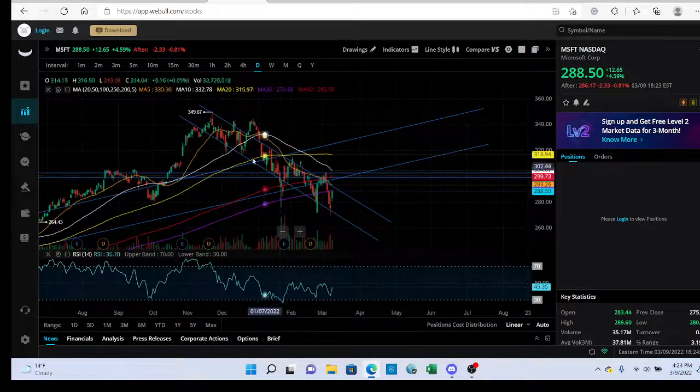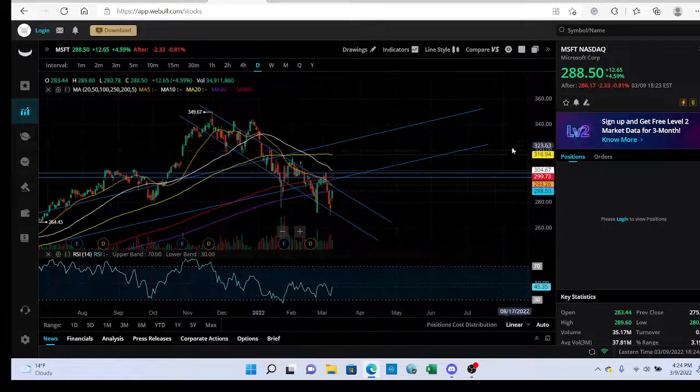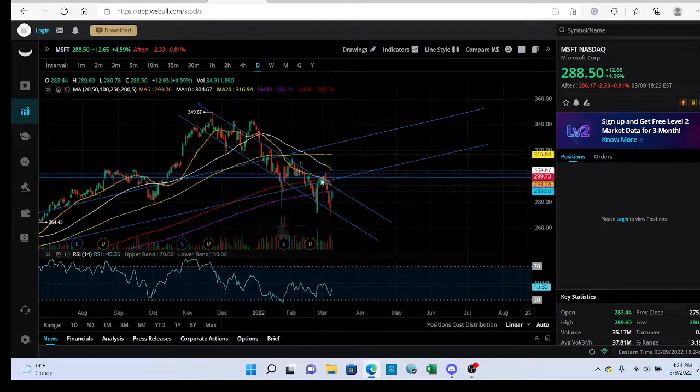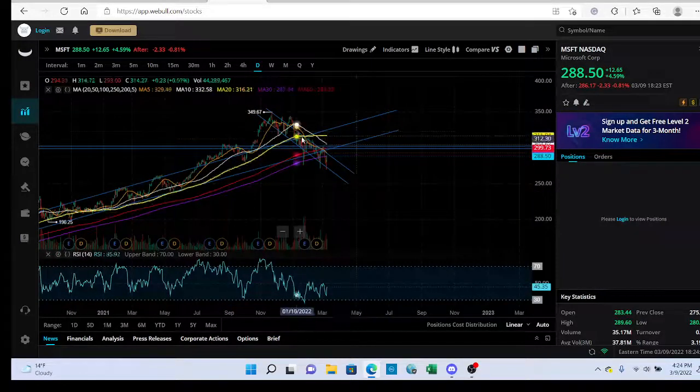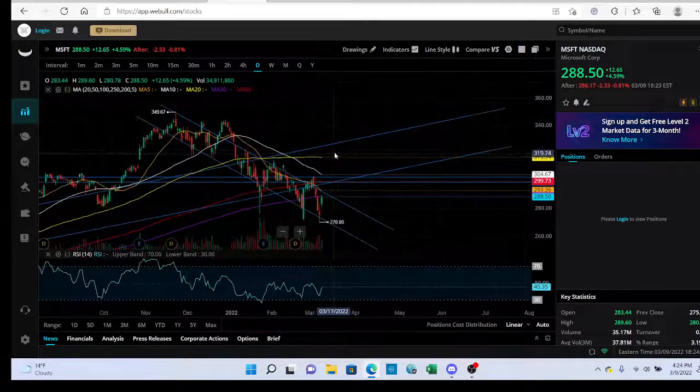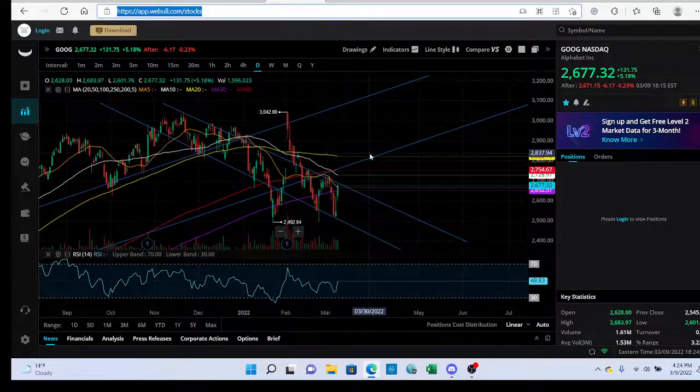And you can also see that we're kind of in between these two trend channels. So right now we're in this downtrend channel, but if we get back above the 200-day moving average, we're getting back into this broader uptrend channel. So that's what we want to see on Microsoft.